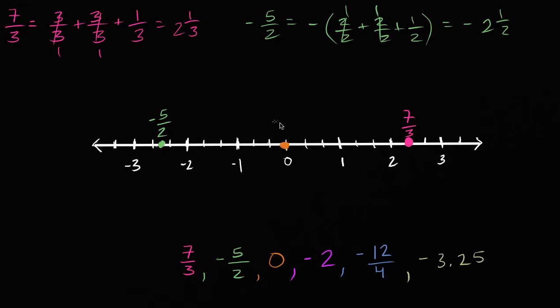Then we have 0, not too difficult. It's actually labeled on our number line for us. Then we have -2. -2, once again, on our number line for us. Two steps, 2 whole numbers to the left of 0. So -2 is going to put us right over there. Then we have -12/4. So it might jump out at you immediately. 12 divided by 4 is 3. So this is going to be the same thing as -3.